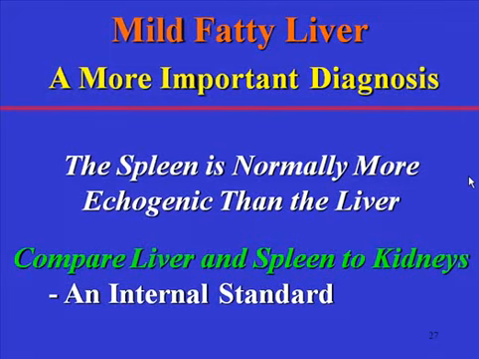It's more important to make the diagnosis of mild fatty liver because we want to catch the fatty liver disease early so that perhaps something can be done to mitigate the potential complications of the illness. The way that we make this diagnosis, there are several actually, but one is to compare the spleen and the liver, not so much directly, but using the kidney as an internal standard, and I'll show you what I mean by this. Normally the spleen is more echogenic than the liver, but ordinarily you can't compare them directly.